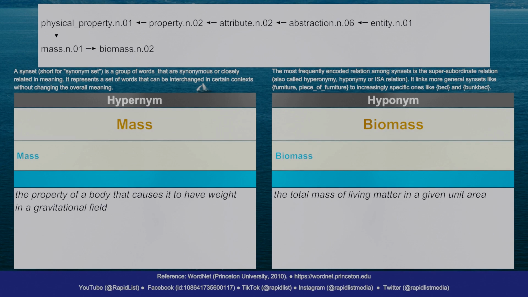Biomass. The total mass of living matter in a given unit area. Body. The main mass of a thing. Bulk. The property possessed by a large mass.